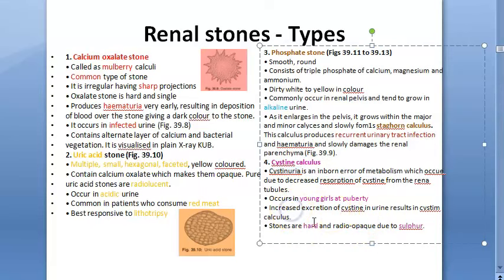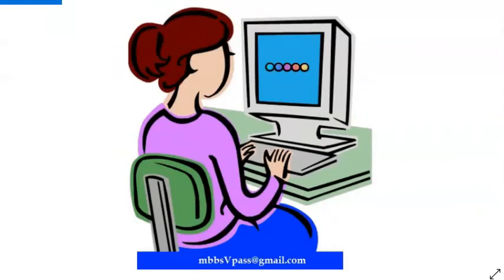So what else? These stones are very hard, right? They are hard and they are radio opaque. Why? Because they have sulfur. So these are hard. That's why in extracorporeal shockwave lithotripsy, they do not prefer that procedure for cystine ones, because cystine calculi are hard, guys.